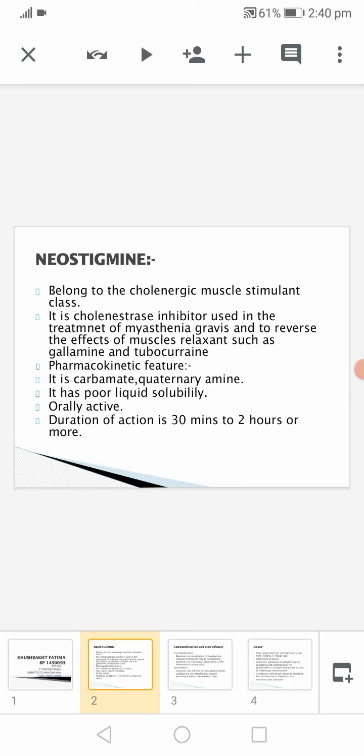Pharmacokinetic features. It is a carbamate quaternary amine. It has poor lipid solubility, orally active. Duration of action is 30 minutes to 2 hours or more.